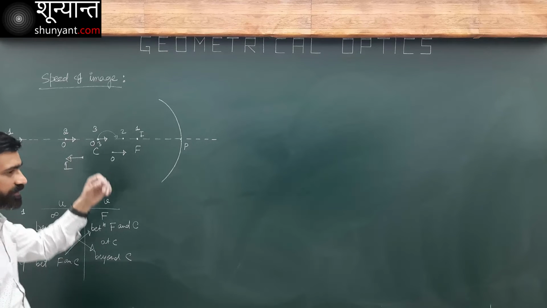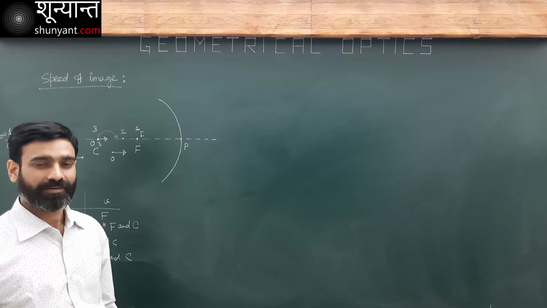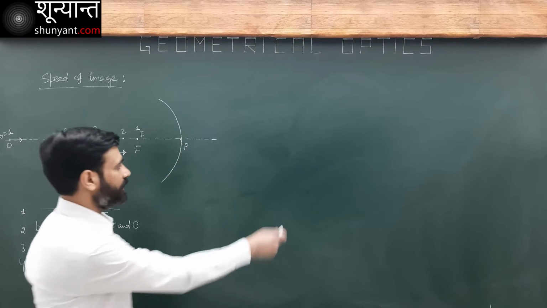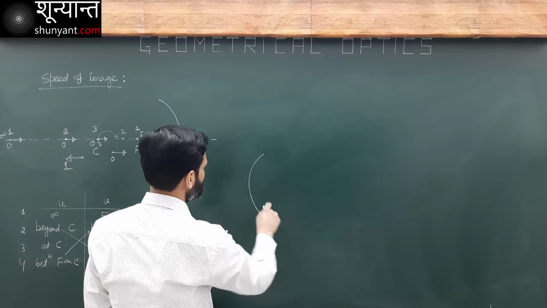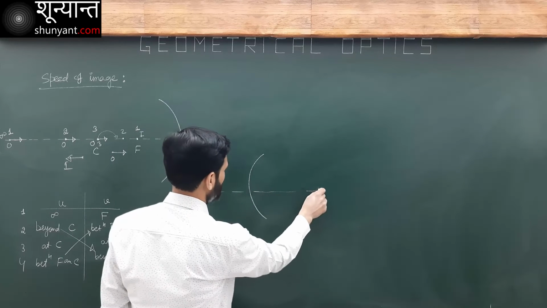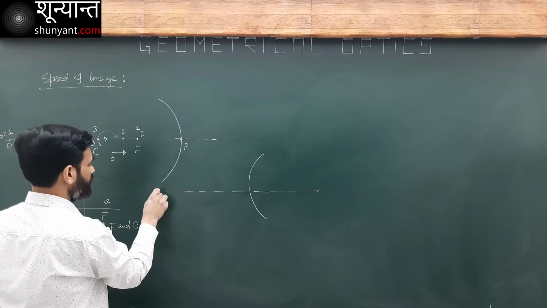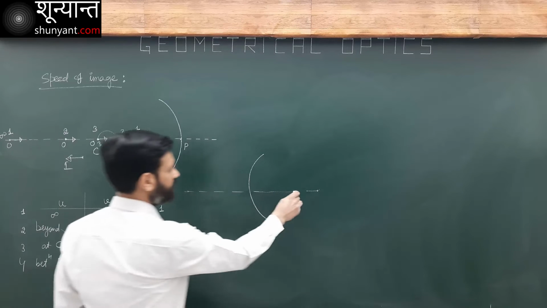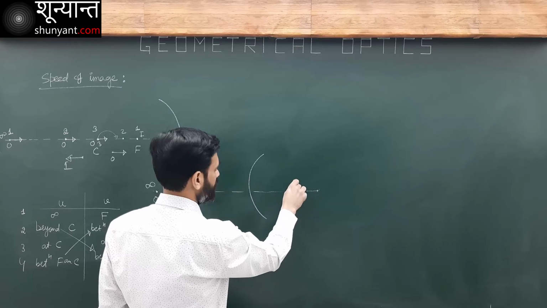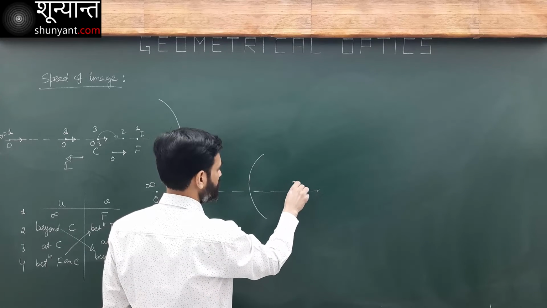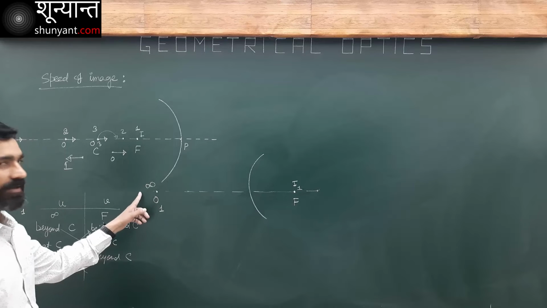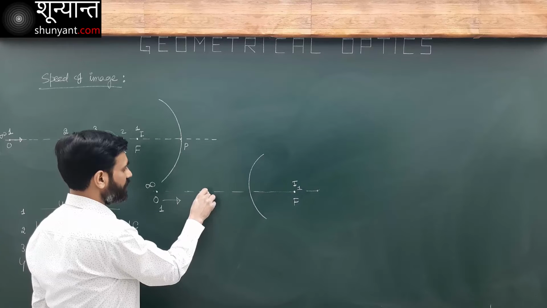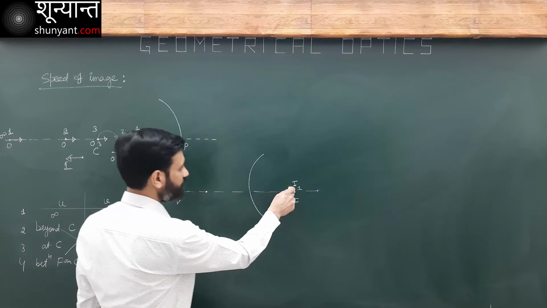So, as the object moves, the image also moves. We have to find a relation between object velocity and image velocity. Let's look at the case of a convex mirror here. When the object is at infinity, this is my object at infinity, the first position. Where is the image? The image will be at focus. This is the first position of the image. Now, as the object starts approaching the mirror, the image shifts towards the pole.